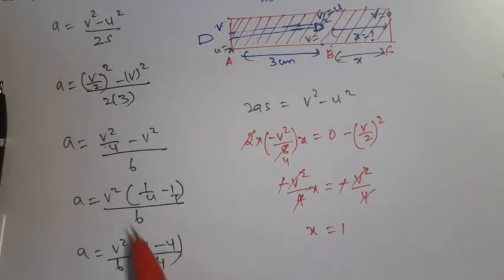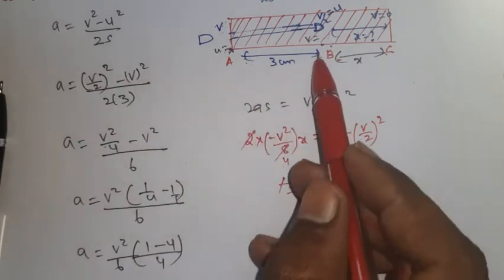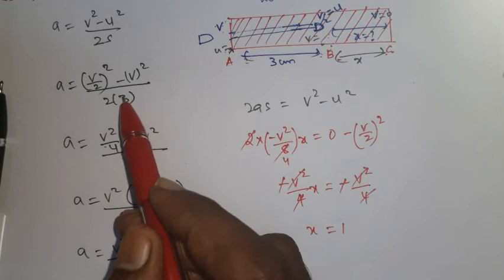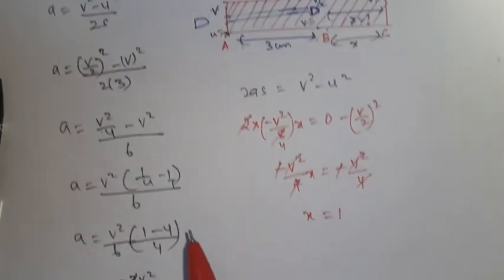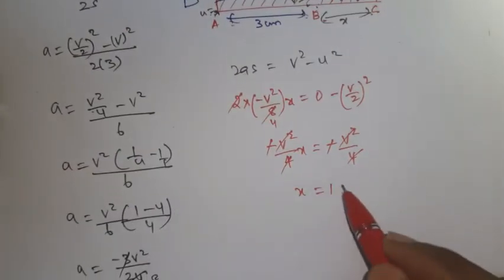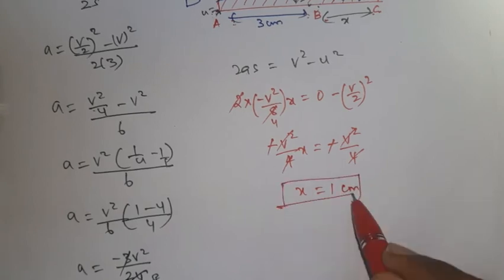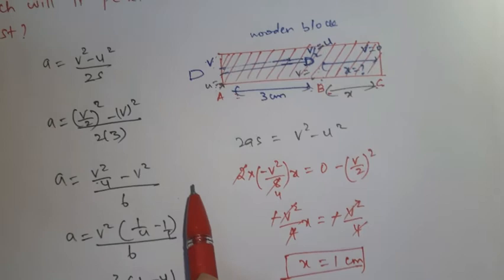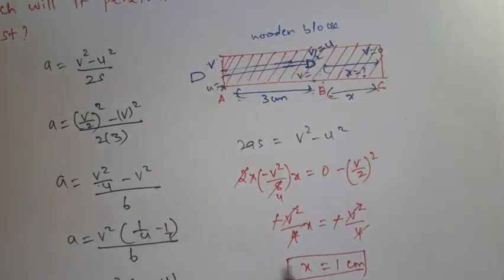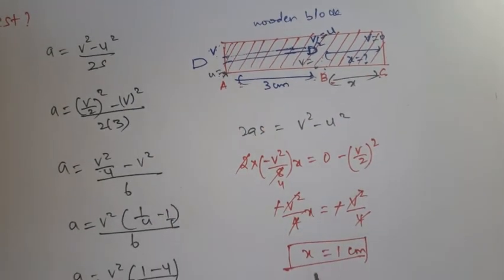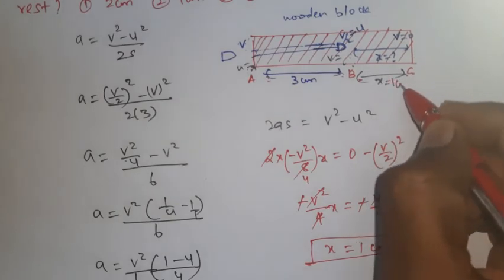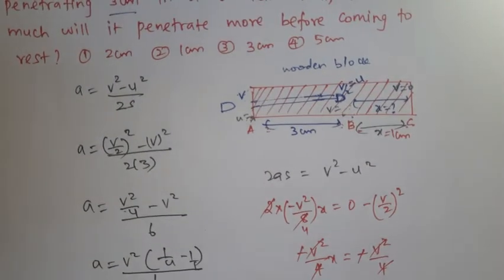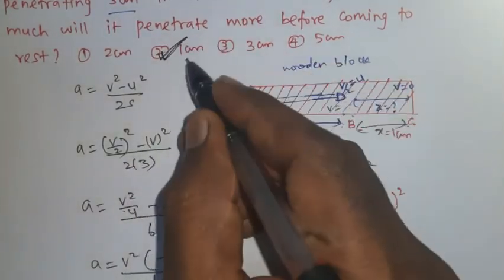We substituted the s value. First, the distance traveled by the body is 3 centimeter. We substituted simply 3. 3 means 3 centimeter. Here we got 1, so 1 means 1 centimeter. So that object will penetrate 1 centimeter more before it comes to rest. So x is equal to 1 centimeter. According to this, the given option, the second one, is the right answer, 1 centimeter.